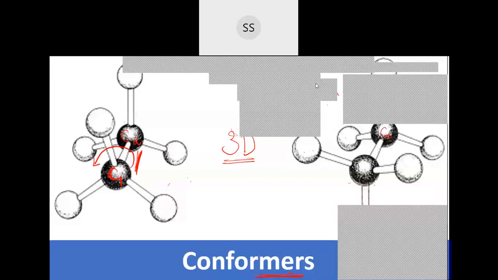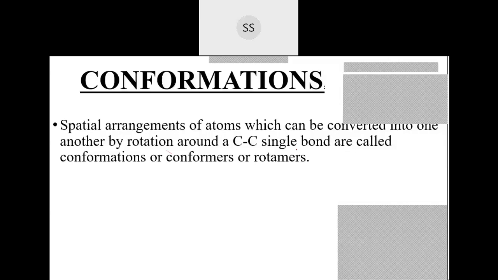Okay, so now you write down. Write it down, students. Conformation means what? Spatial arrangement of atoms which can be converted into one another just by rotation around a carbon-carbon single bond.